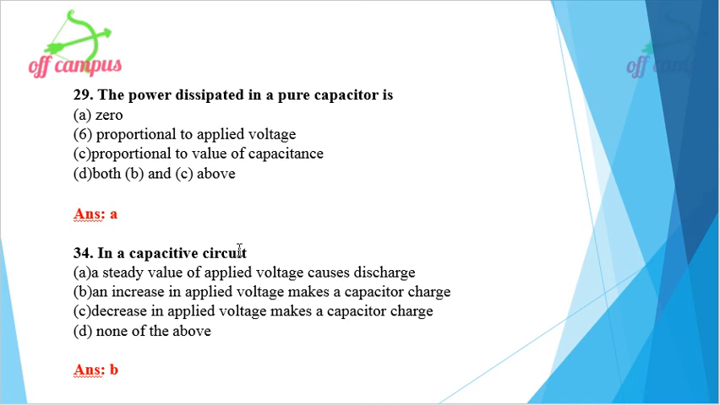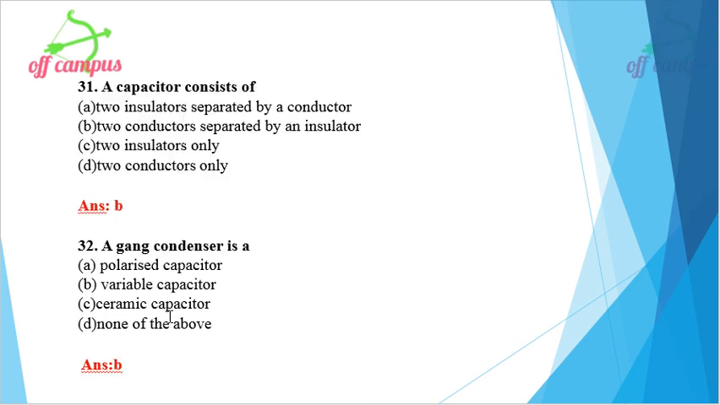Then in a capacitive circuit, four different statements are given. Let's see one by one. A steady state value of applied voltage causes discharge. An increase in applied voltage makes a capacitor charge. A decrease in applied voltage makes a capacitor charge. What is the correct one? An increase in applied voltage makes a capacitor charge. Option B is the right option for this problem.